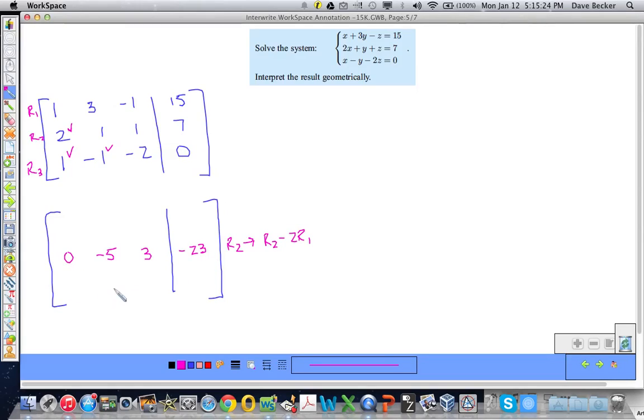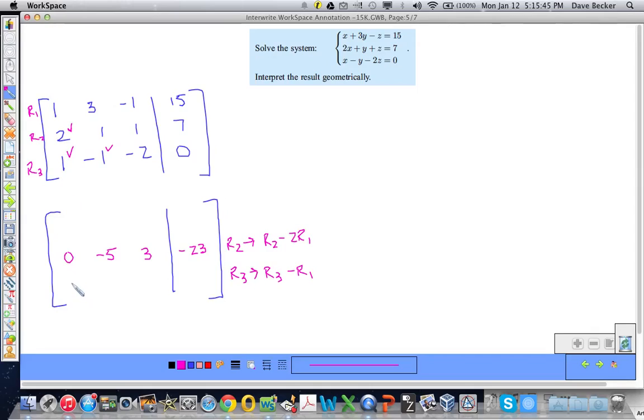Can I get a 0 here or here? Well, this is going to be easy. For row 3, I'm just going to say that's going to be equal to row 3 minus row 1. And maybe you see a different way, that's fine, but as long as you can get a 0 here, here, and here, you're in good shape. So I'm just going to take this minus this to get my new row 3.